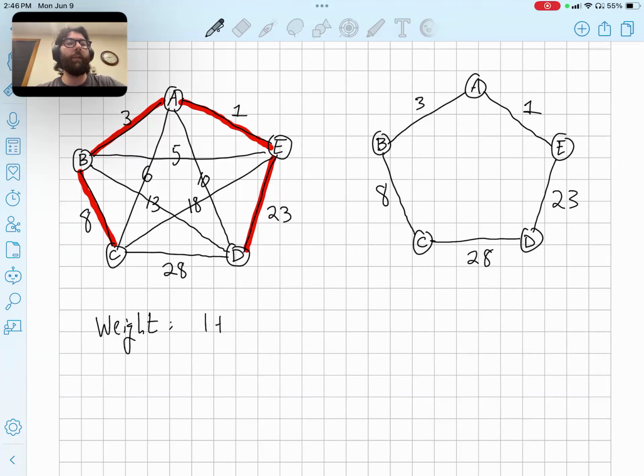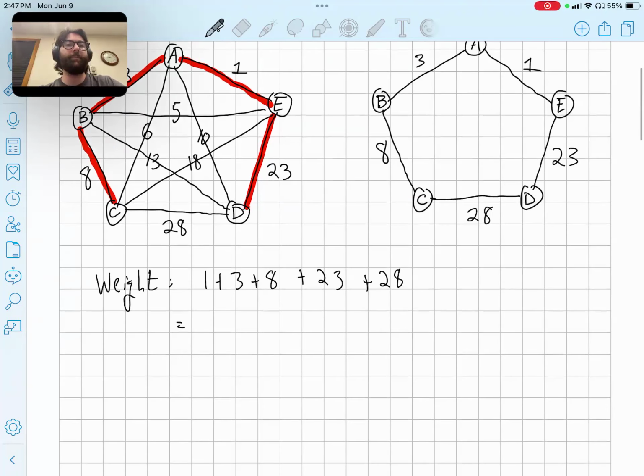So that's going to be 1 plus 3 plus 8 plus 23 plus 28. So 1 plus 3 is 4. 4 plus 8 is 12. 12 plus 23 is 35. And 35 plus 28 is 63.